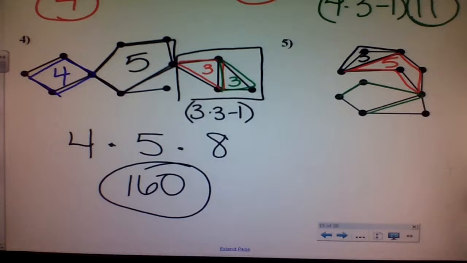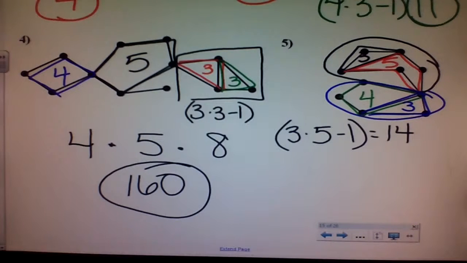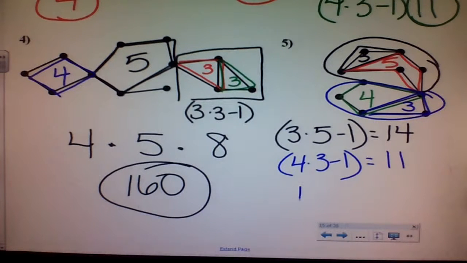This one has 4. And this one has 3. Okay, so this one shares a line in common. So 3 times 5 minus 1, 14. And then 4 times 3 minus 1. This one shares a line in common. So 4 times 3 minus 1, 11. Then we have to multiply these two together. And you said 154? Yes, ma'am.